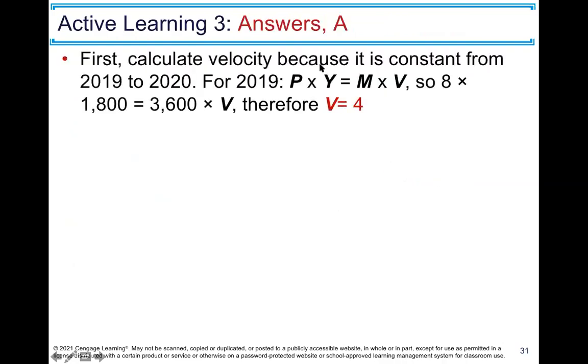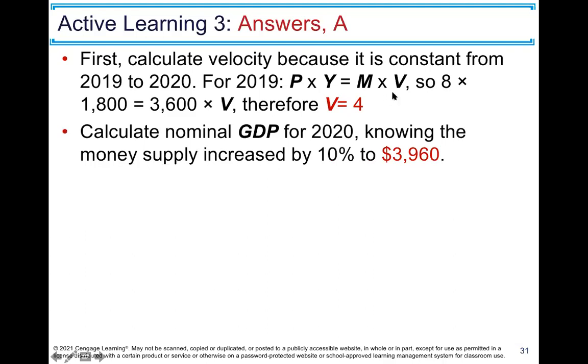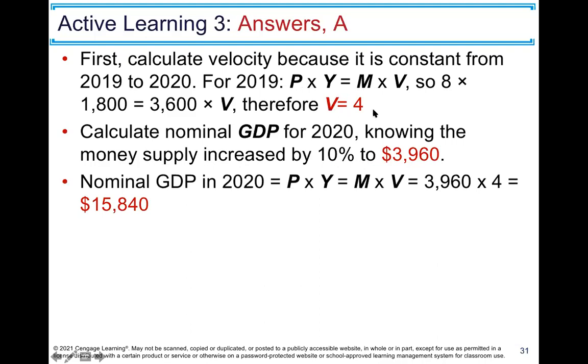So first of all, we have all our numbers for P, for M, and for V, and we needed to calculate V. We did that in the last example when we looked at it alone. We found that V equals 4. So this is just that part. To calculate the nominal GDP for 2020, knowing the money supply increased by 10%, what we find is that nominal GDP equals P times Y, which is equal to M times V. Money supply is 3,960.